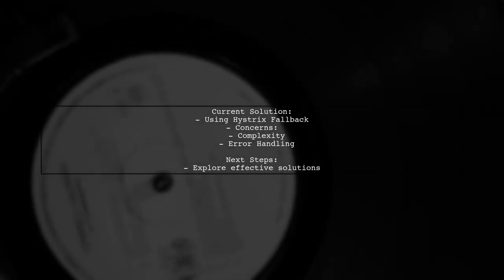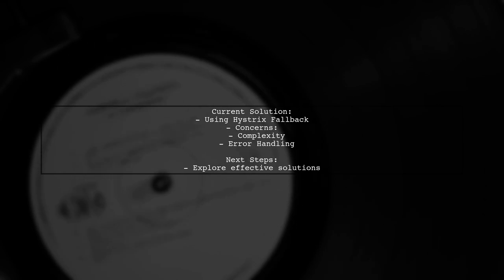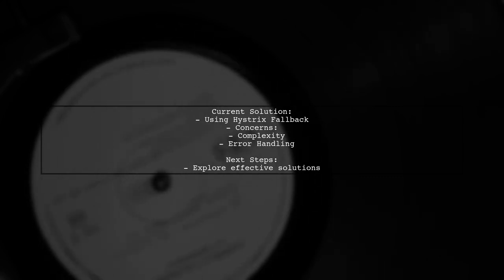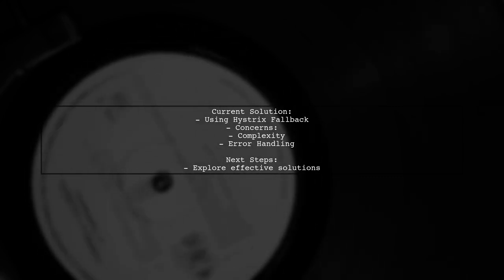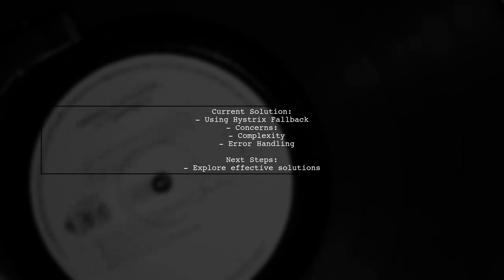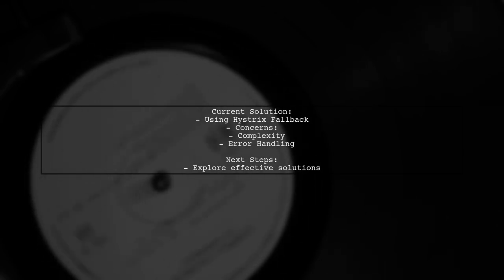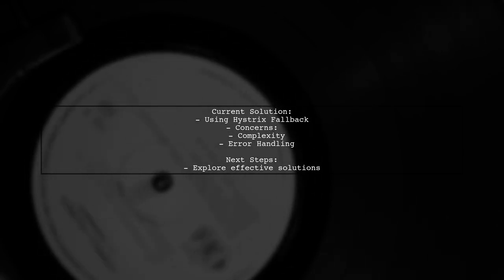Our viewer has proposed a solution using Hystrix commands and fallback methods, but they are unsure if it's the best approach. They highlight concerns about complexity and potential errors in the fallback process. So, how can we implement distributed transactions effectively in this scenario? Let's explore the options.